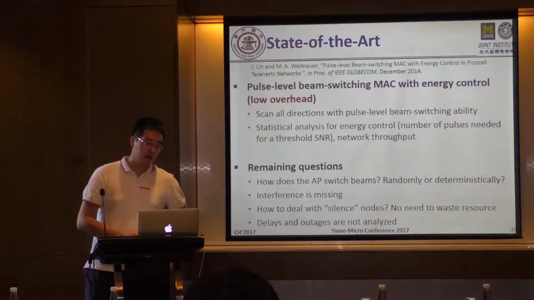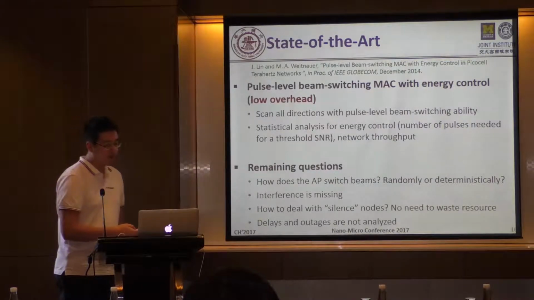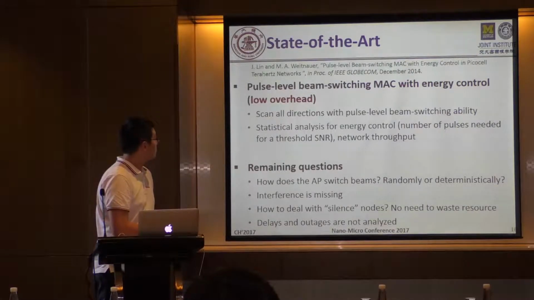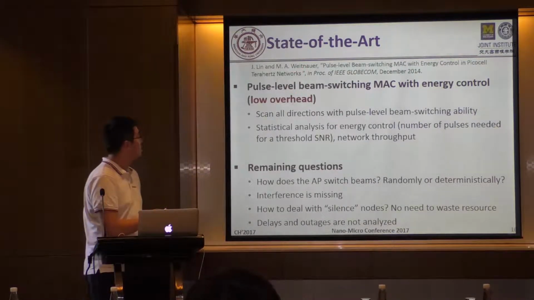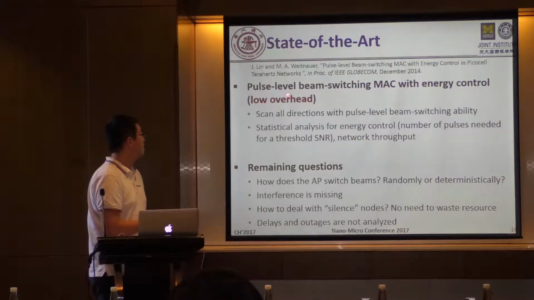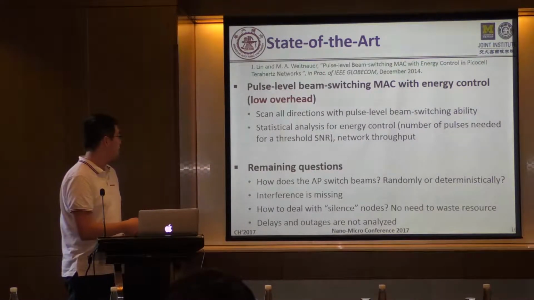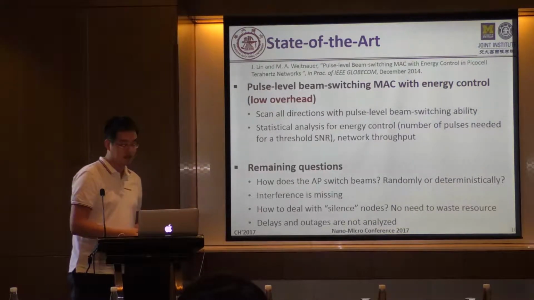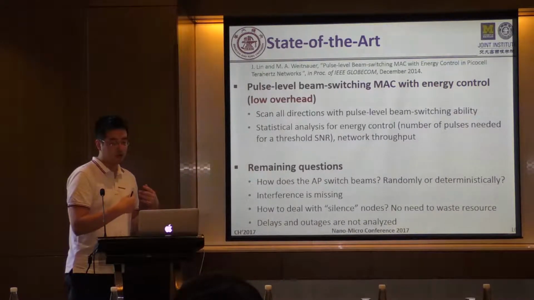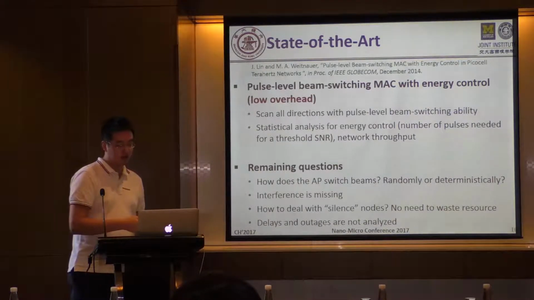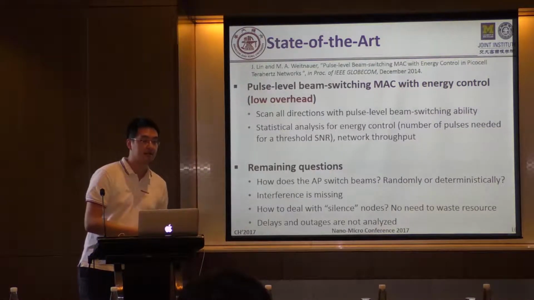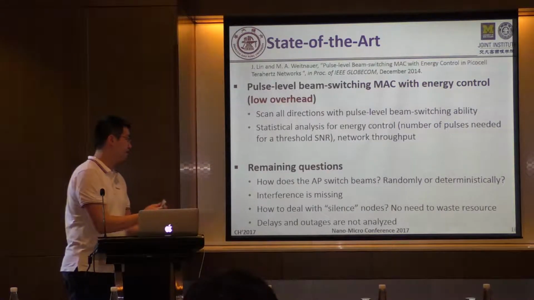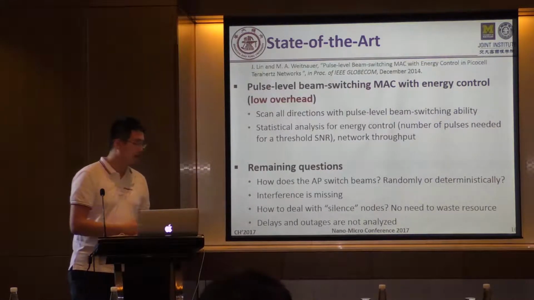Several state-of-the-art works we have been aware of in the Terahertz band. I'll just go through them quickly. For example, Professor Whitehouse from Georgia Tech proposed an idea of pulse-level beam switching MAC, with some remaining questions. For example, how does the AP switch beams? Is there any particular way to follow? And also how to deal with the silent nodes. For example, there are nodes there, but they do not transmit. Why do we also reserve resources for them, right? And delays and outages are not analyzed.